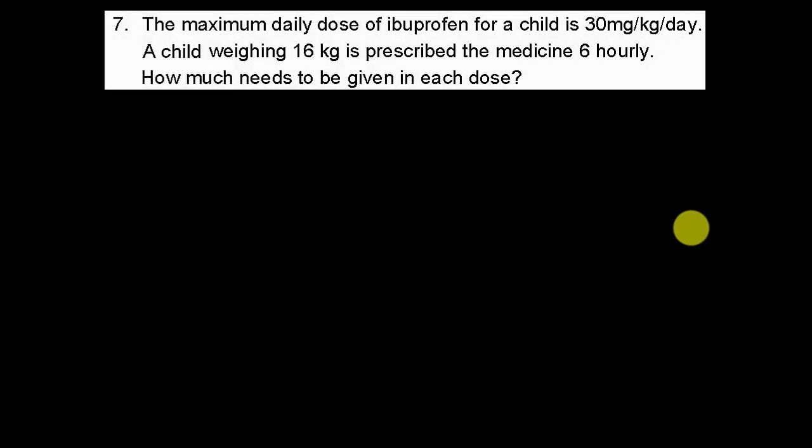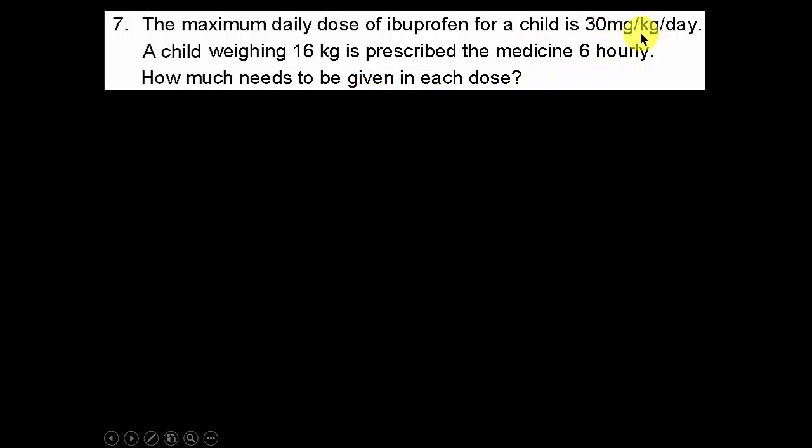The maximum daily dose of ibuprofen for a child is 30 milligrams per kilogram per day. A child weighing 16 kilograms is prescribed the medicine 6 hourly. How much needs to be given in each dose? There's a lot going on here. You are told that the dosage is in a day, but we've got to work out how much we will give every 6 hours. So we'll have to be thinking about how many times we will be administering that dosage.